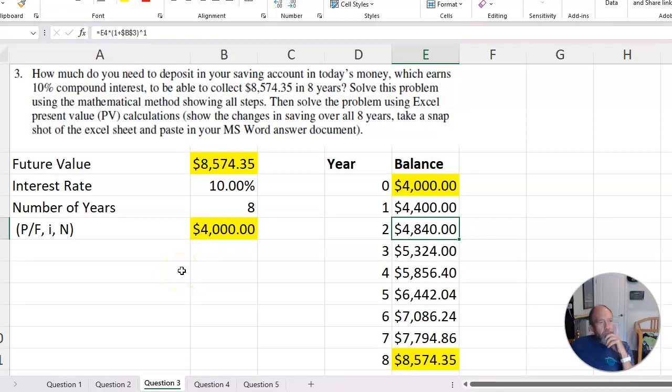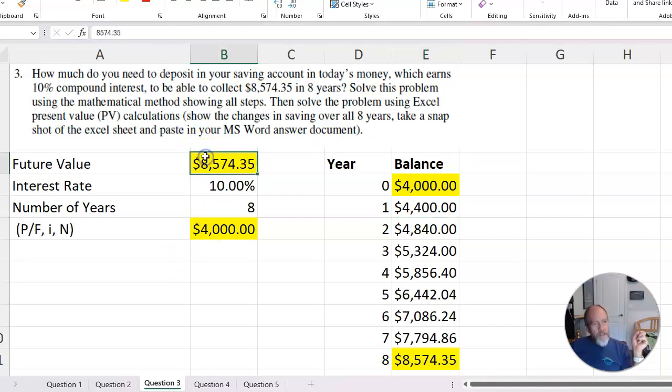Let's try another one. How much do you need to deposit in your savings account today at 10% interest to be able to collect $8,574.35 in 8 years? Okay, so it says use Excel. I always use Excel. Pretty straightforward.